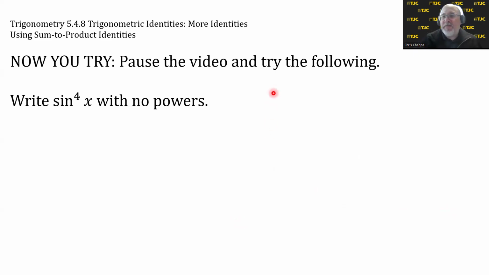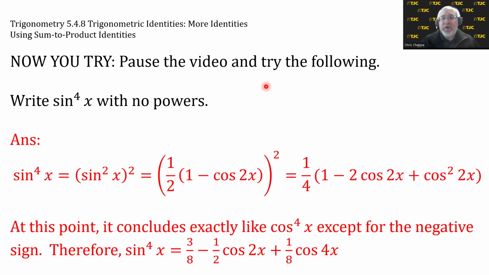All right, if you haven't paused the video and tried, here's your fair warning. Solution in 3, 2, and 1. We pretty much take the same course. Rewrite sine to the 4th power of x as sine squared of x, squared, but then replace sine squared of x with its power-reducing identity, 1/2 times 1 minus cosine 2x. And then if we square that, it's going to look almost exactly like we were before.